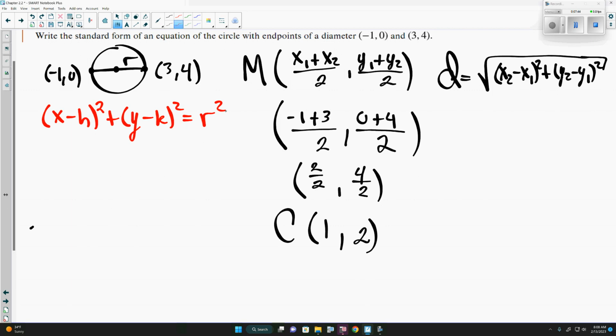And we could use that. We can say x minus 1 squared plus y minus 2 squared. And that's all we have so far, because we still don't know what the radius is.